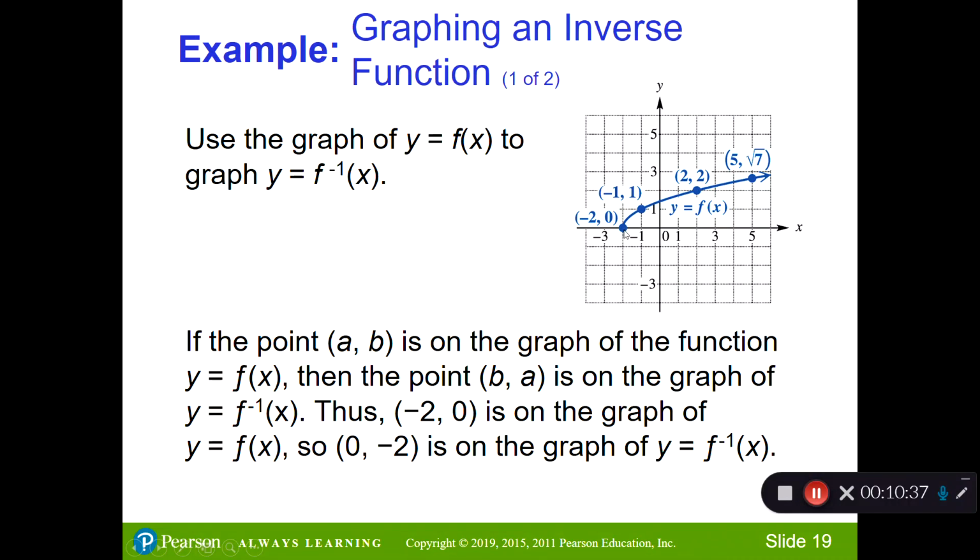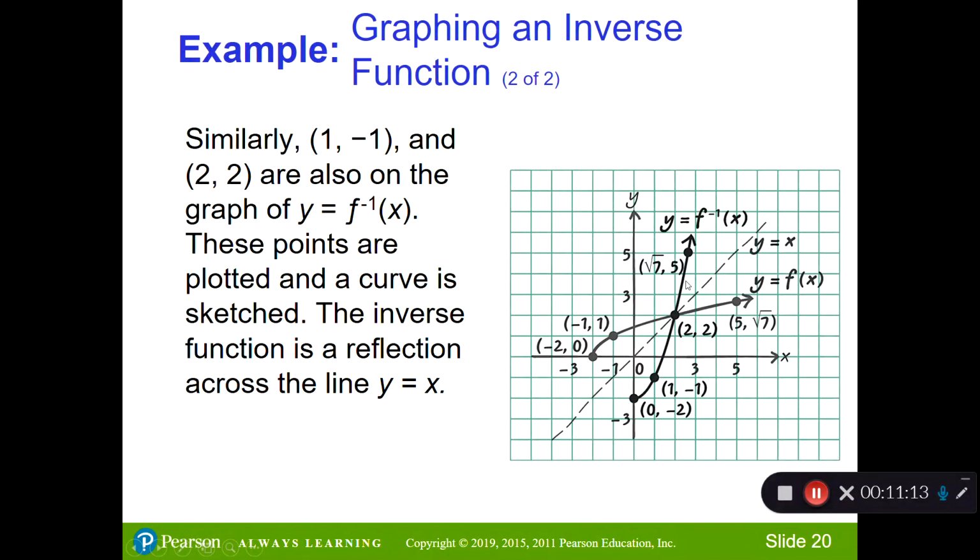We're going to flip all of these values. So negative 2, 0 becomes 0, negative 2. There's a point there. Negative 1, 1 would become 1, negative 1. There's a point there. 2, 2, I flip the 2's and it stays 2, 2. 5, square root of 7 would go over to square root of 7, which is a little under 3, up to 5, so here. So when I draw it, right, it's going to look something like that. And we can see that symmetry about the line y equals x. We see that here on this next side, right? Here's how we flipped it, and we see that symmetry across the line y equals x.